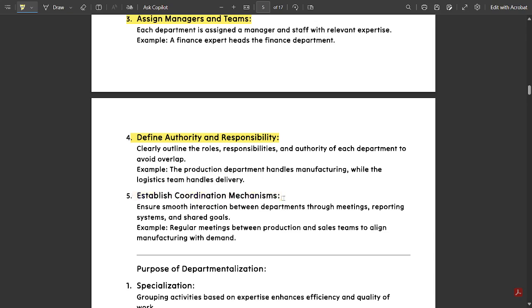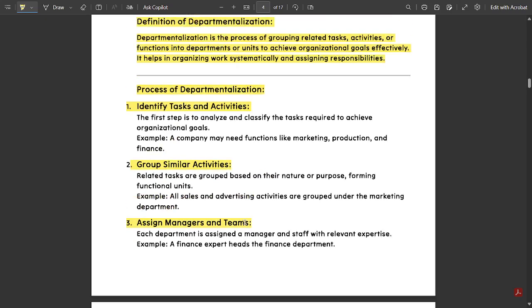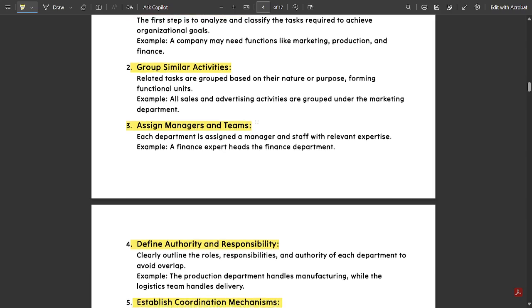Next is establishing coordination mechanisms, okay, to ensure smooth interaction between departments through meetings, reporting systems, and shared goals. For example, regular meetings between production and sales teams to align manufacturing with demand. Okay, so these are some of the processes which come under departmentalization.